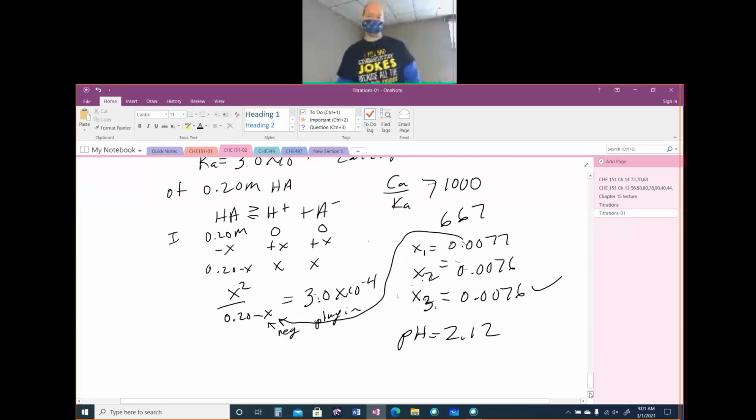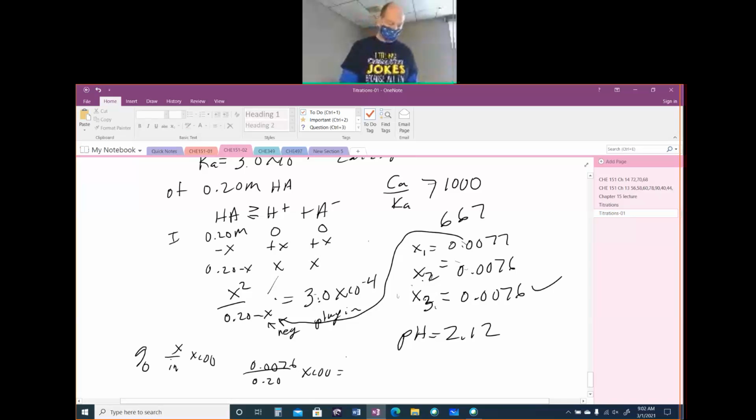All right, and so now we're going to do our percent ionization. So there's our pH, percent ionization. That is your X over the initial concentration times 100. If it asks for degree, then you just don't multiply it by 100. But if it's percent, you multiply it by 100. So your X value, 0.0076 divided by 0.20 times 100, is 3.8%.